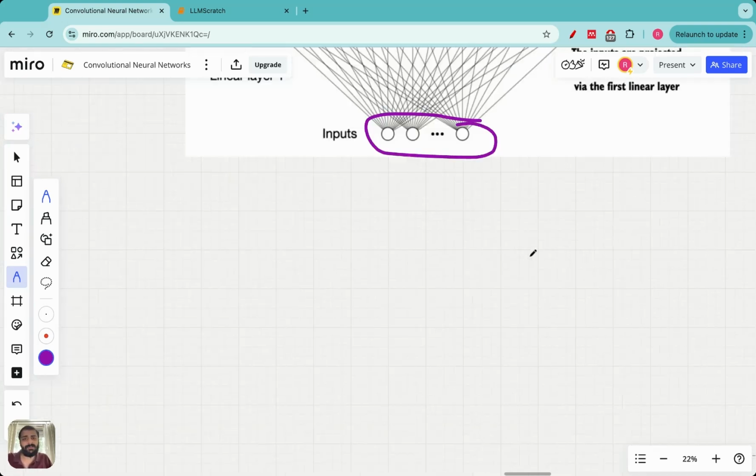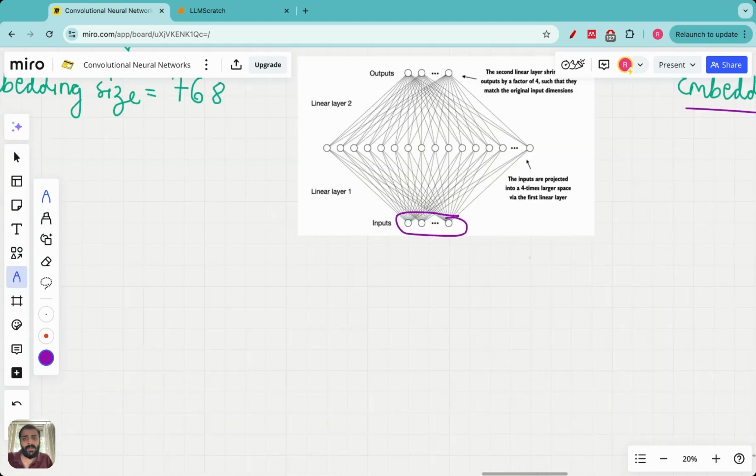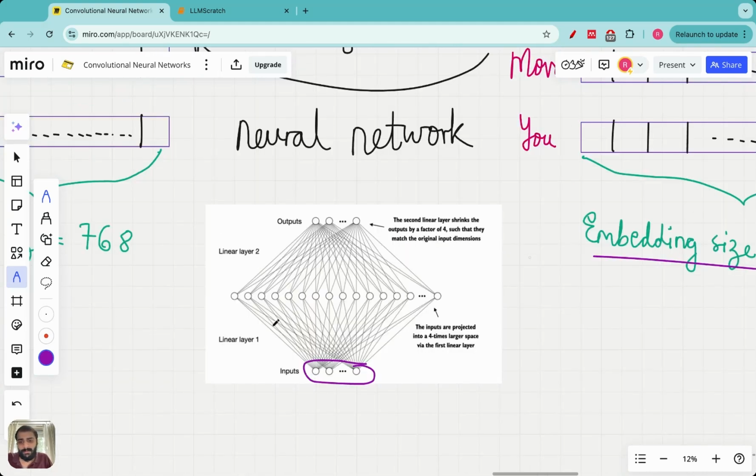Let me zoom into this neural network a bit. So first we project this input into a higher dimensional space. In fact, this neural network has one hidden layer, and the number of neurons in this hidden layer is 4 times 768, which is 4 times the embedding dimension. And then we contract back to the original dimension.